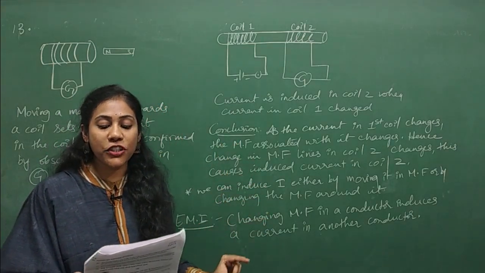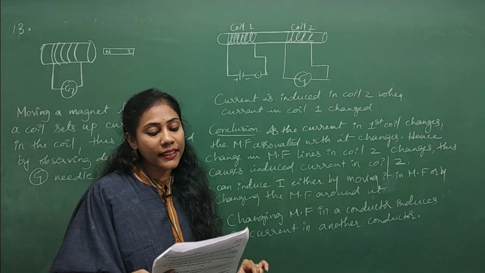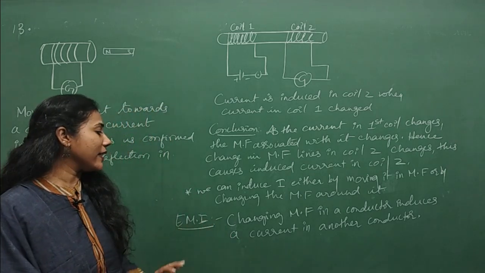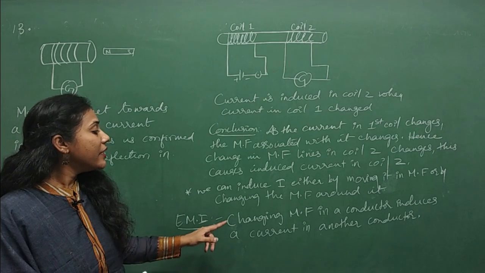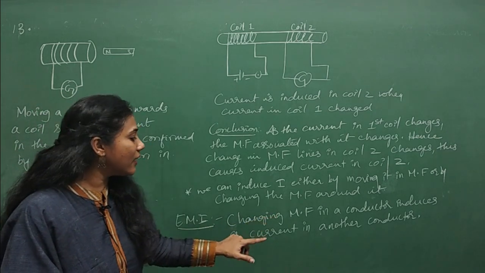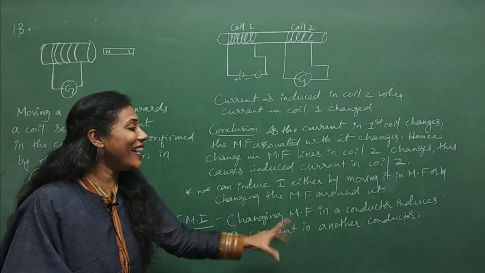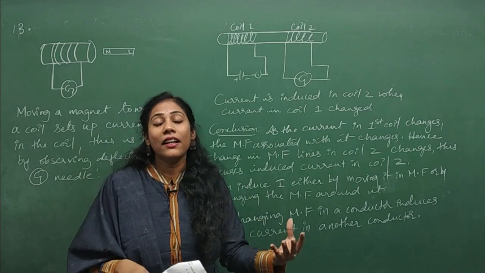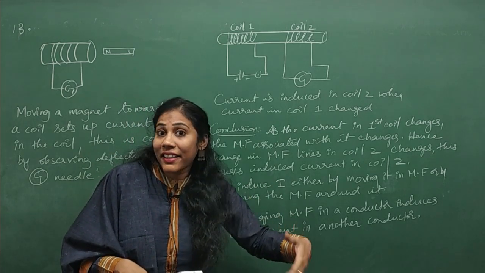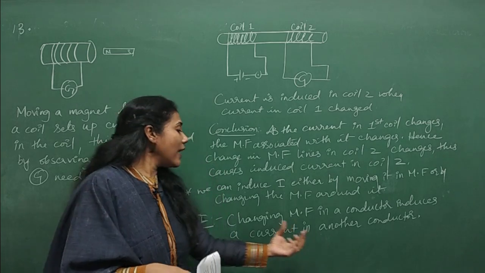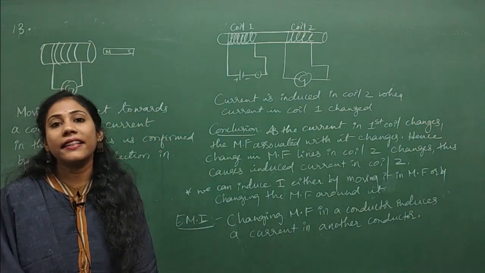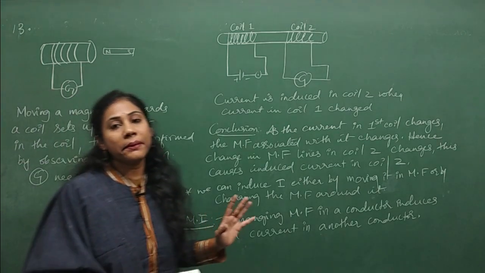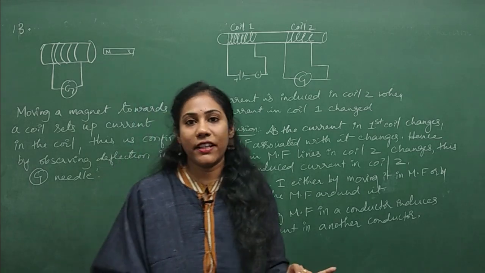And the last part of the question: state electromagnetic induction with the help of this experiment. You just give the statement of electromagnetic induction. So what is the statement here? Changing magnetic field in a conductor induces a current in another conductor. So changing magnetic field in a conductor can induce current in a nearby conductor, right? That is the definition of electromagnetic induction. If you present your answer this way, you get full marks for the question. Very much a conceptual question, isn't it?